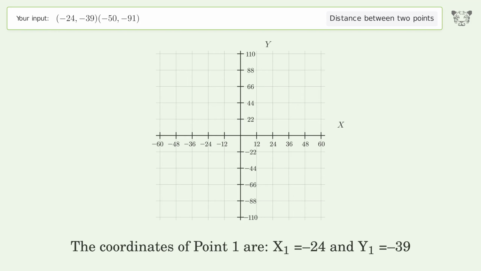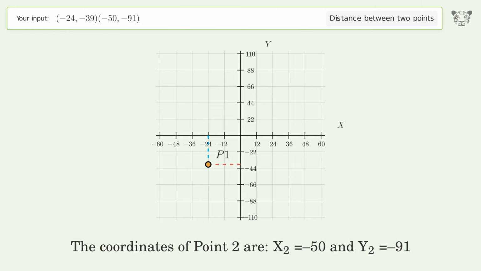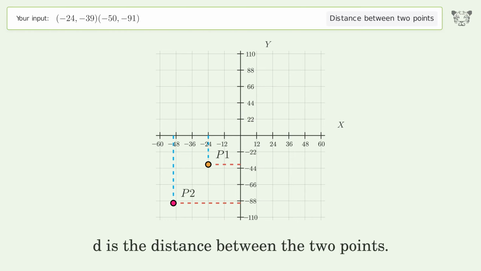The coordinates of point 1 are x1 equals -24 and y1 equals -39. The coordinates of point 2 are x2 equals -50 and y2 equals -91. D is the distance between the 2 points.